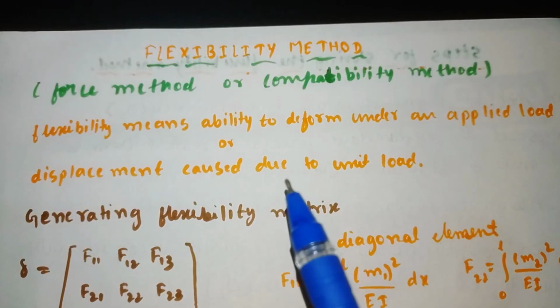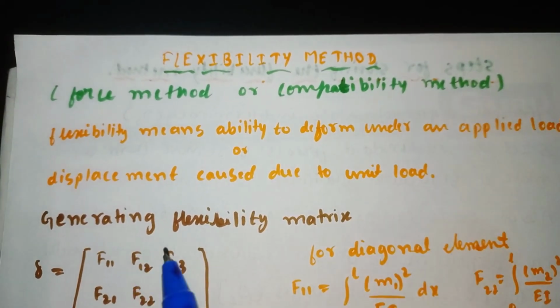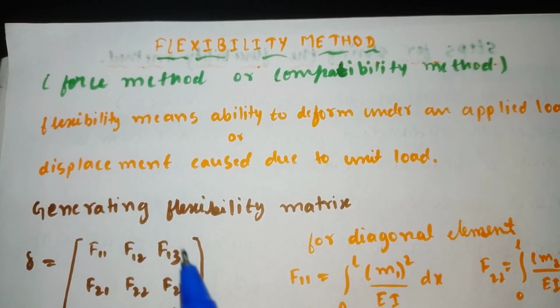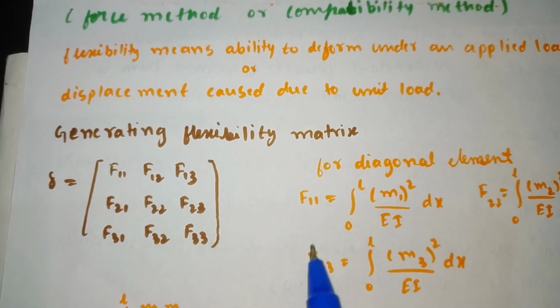This occurs when we apply the load. The structure will change its originality or its shape. That is called the flexibility. Now we will see generating the flexibility matrix.